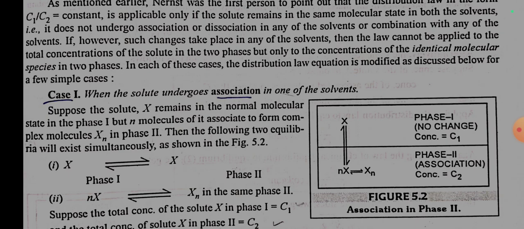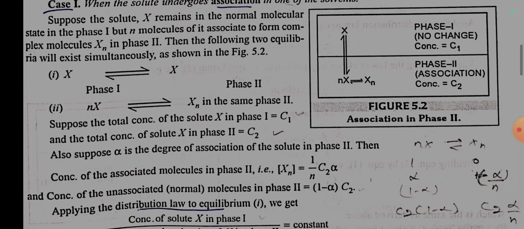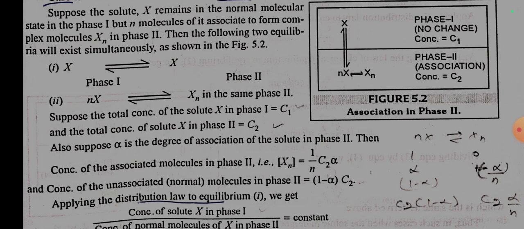Case 1. When the solute undergoes association in one of the solvents. Suppose the solute X remains in normal molecular state in phase 1, but n molecules of it associate to form the complex molecule Xn in phase 2. Then the following two equilibria will exist simultaneously, as shown in figure 5.2. First, X in phase 1 is in equilibrium with X in phase 2. Second, nX is in equilibrium with Xn in the same phase 2.